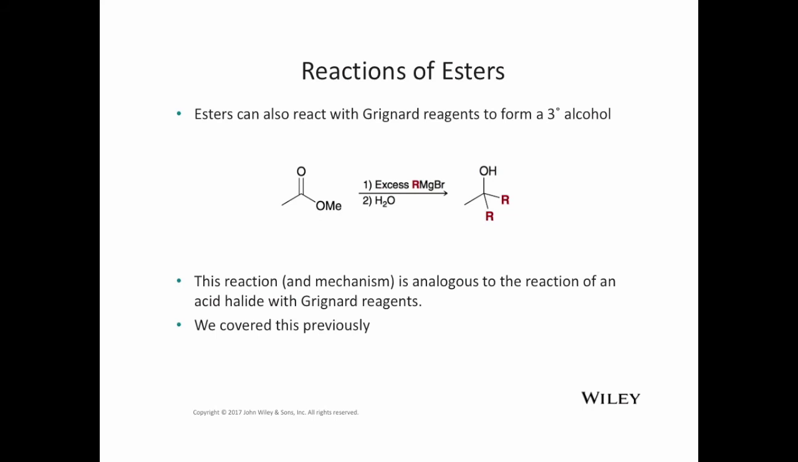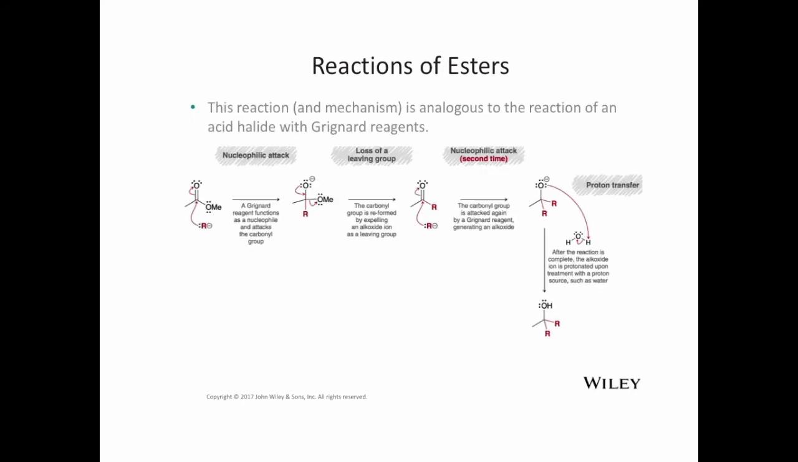We've seen previously that esters can react with Grignard reagents. The R group of the Grignard adds twice and you end up with a tertiary alcohol. Here's the mechanism which you've seen. So the R- of the Grignard does a nucleophilic attack. Here you're going to kick off OMe as the leaving group. You get to a ketone, which then gets attacked a second time by the R- of the Grignard. And then a final proton transfer gives you your tertiary alcohol.